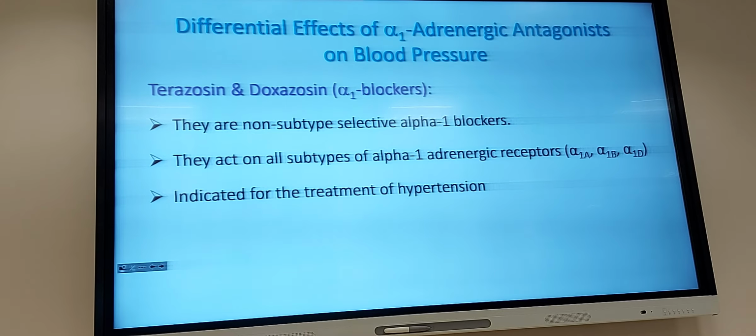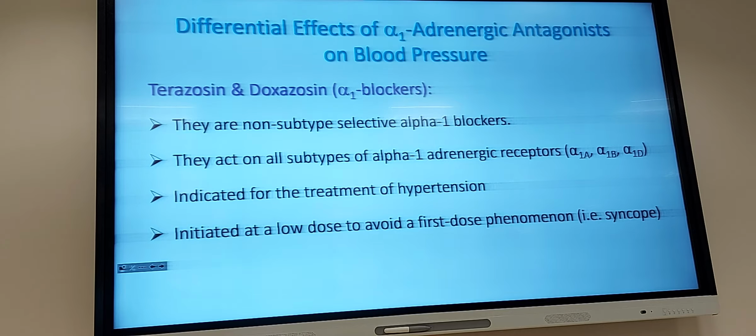So they are also indicated for treatment of hypertension. So if somebody has hypertension and BPH, then you can choose terazosin and doxazosin. And if you're using them, again you have to start with a low dose and then titrate the dose up. Okay, because of this first-dose phenomenon.